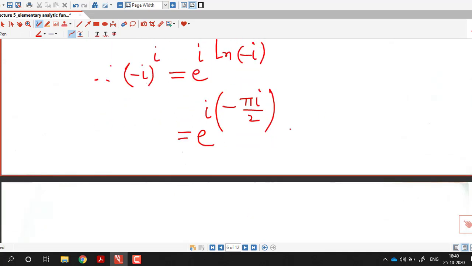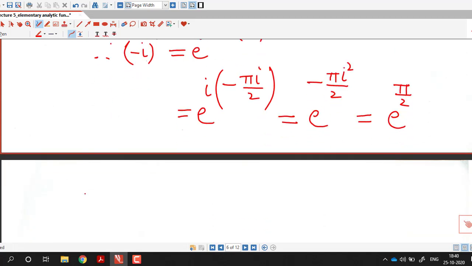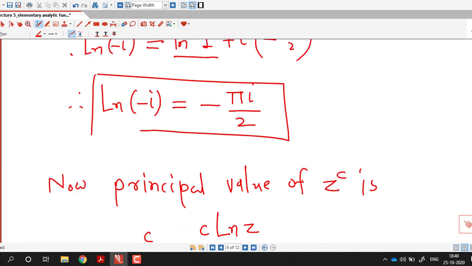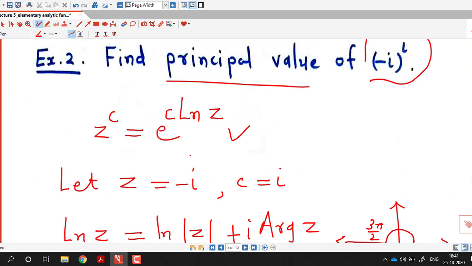This we can simplify as e to the power -pi i squared/2, and because i squared is -1, we obtain e to the power pi/2. I squared is -1, and minus times minus is positive. So I shortly write: the principal value of (-i)^i is e to the power pi/2. So it is easy to find complex exponents. You must have knowledge about argument and logarithmic functions.